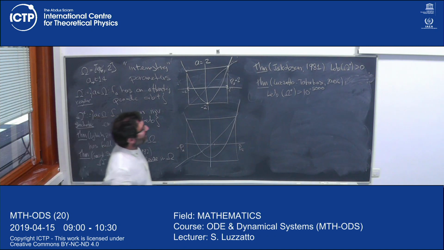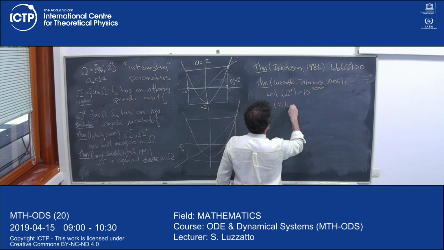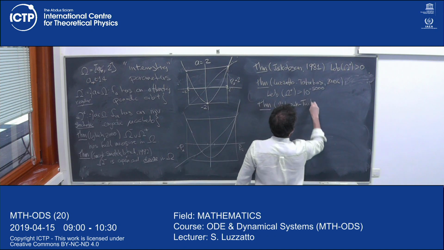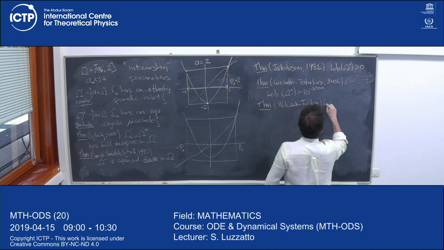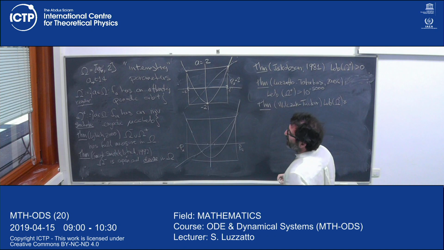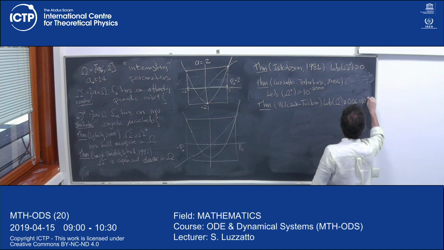And more recently, Wilczak and Tucker have proved that the Lebesgue measure of omega minus is greater than roughly 0.06, something of the order of 0.06, which is roughly 10% of the size of omega.